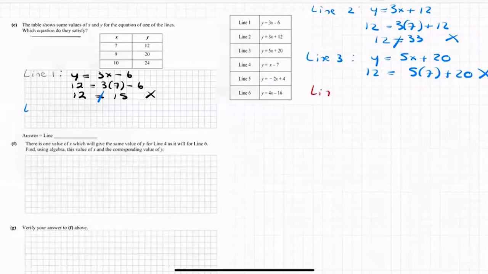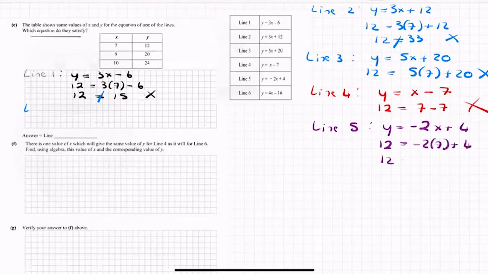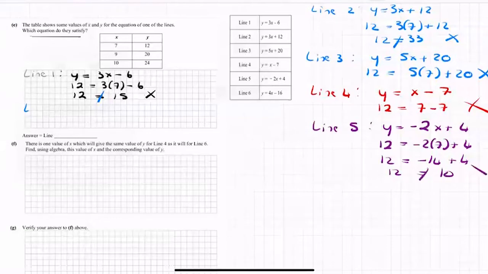Let's switch to red to try line 4. y is equal to x minus 7. So let's sub in 7 and 12 again. 12 is equal to 7 minus 7. It's not that line. Let's try line 5. Should have started at the bottom up, shouldn't I? y equals minus 2x plus 4. Let's sub in 7 and 12 again. 12 is equal to minus 2 times 7 plus 4. 12 is equal to minus 14 plus 4. 12 is equal to minus 10. It's not that. Line 6.